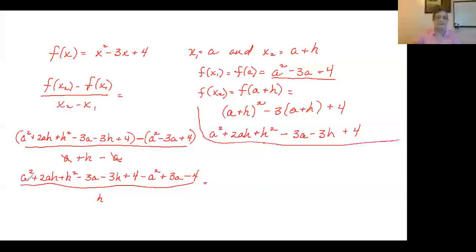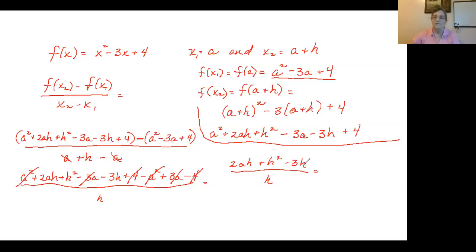So we've got some more things that'll cancel here. The a squared and the minus a squared are gone. A negative 3a and a positive 3a are gone. A plus 4 and a minus 4 are gone. So this is now trimmed down to 2ah plus h squared minus 3h all over h.